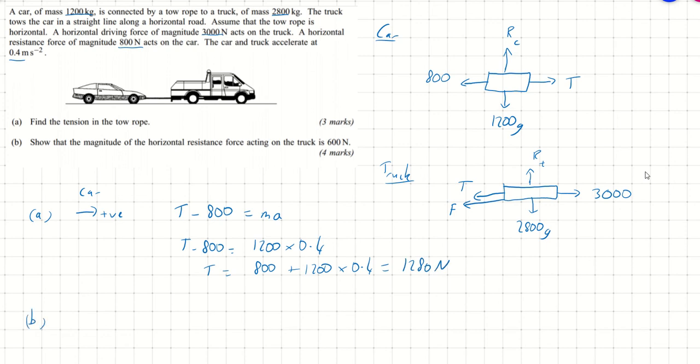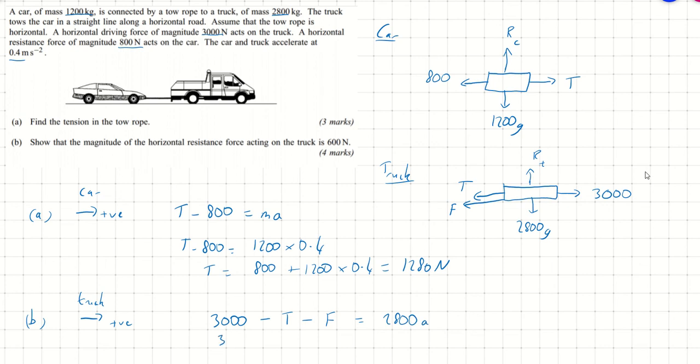Okay, so part B shows that the magnitude of the horizontal force acting on the truck is 600. Well, we're going to do the same thing, but rather than the car, we'll consider the truck now. Again, to the right, we're going to consider as positive. So what are the forces to the right on the truck? It's just the 3000 newton force acting to the right. And forces to the left, we have the tension, and we have F, the resistance force. And this is again equal to MA. For the truck, the M was 2800, so we have this equation.